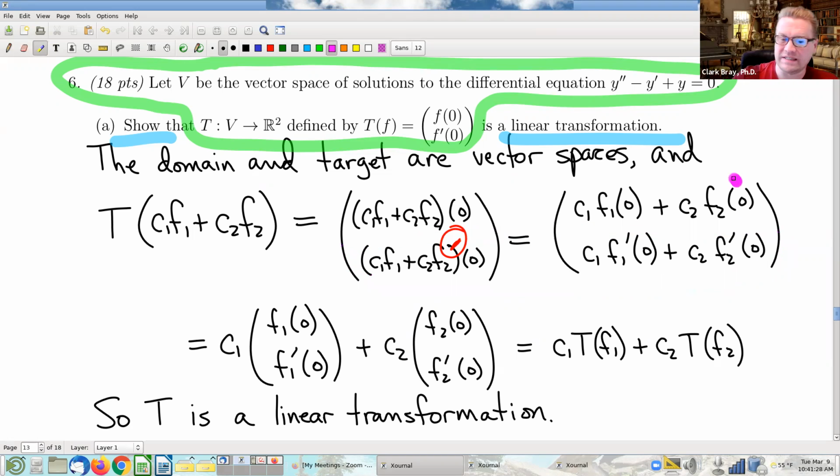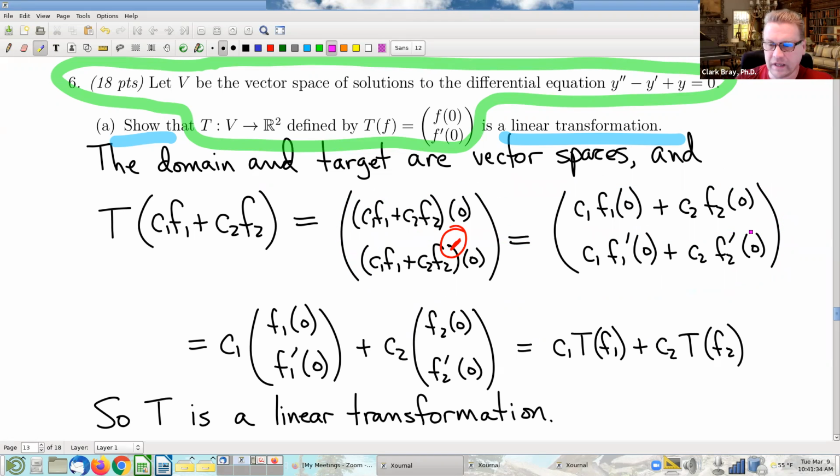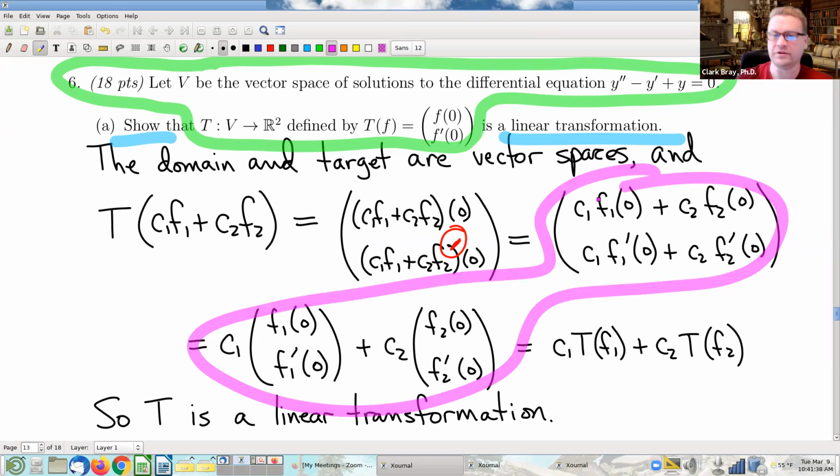Okay, and likewise, this is just the definition of what it means to have a linear combination of functions. Okay, and then this next step is really just a bunch of Math 212, right? This is how you take a linear combination of vectors. Linear combination of vectors is done component-wise.